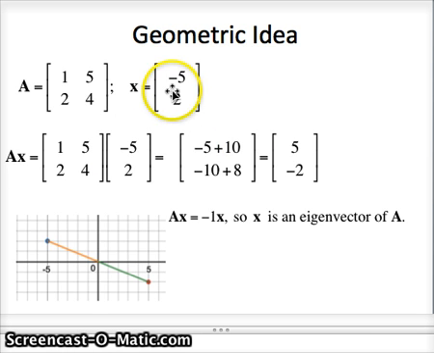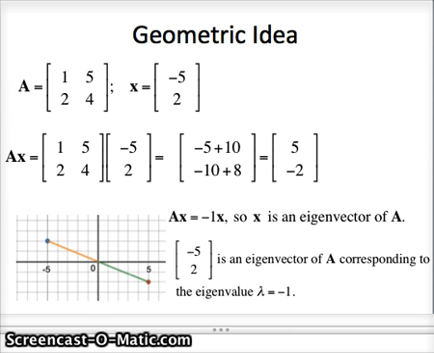Now the fact of the matter is any multiple of negative 5, 2 is an eigenvector. So you could argue 5, negative 2 is an eigenvector, or negative 50, 20 is an eigenvector. Relatively easy for us to show that. So to conclude here, we're going to say negative 5, 2 is an eigenvector of A corresponding to the eigenvalue lambda equals negative 1, because Ax is negative 1 times x.